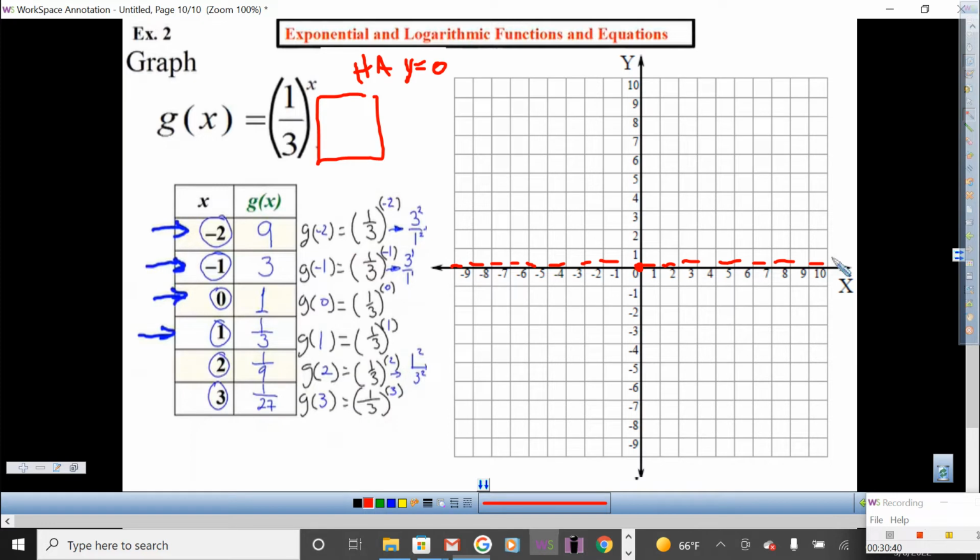There it is. And with blue, I'm going to plot these points. -2, 9. -1, 3. 0, 1. 1, 1/3. 2, 1/9, closer to the asymptote, and 3, 1/27. Very close.